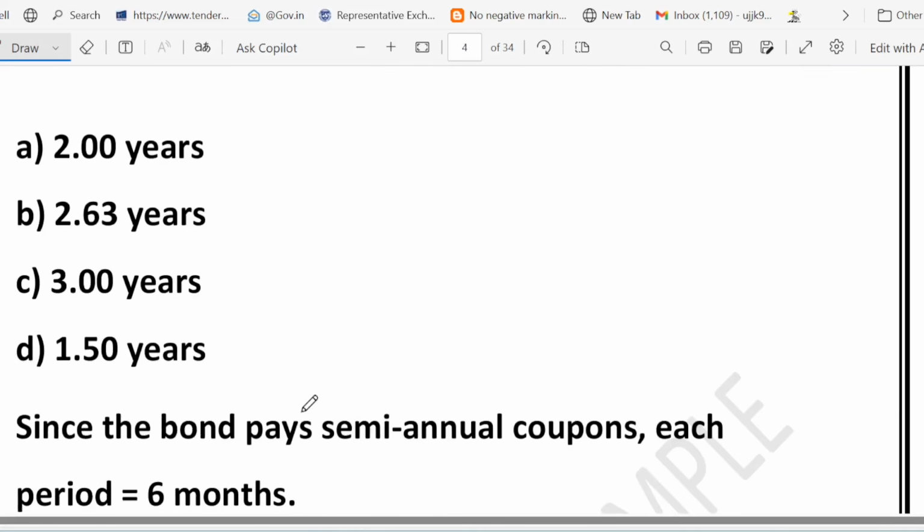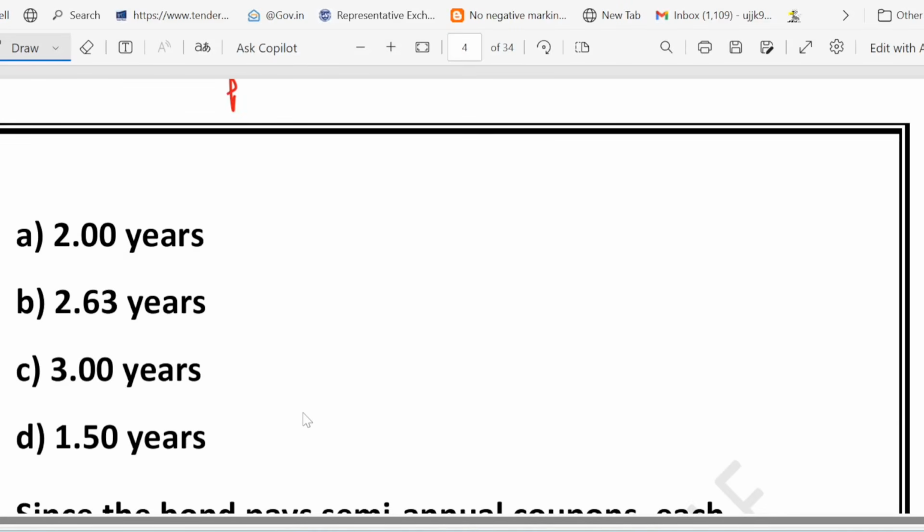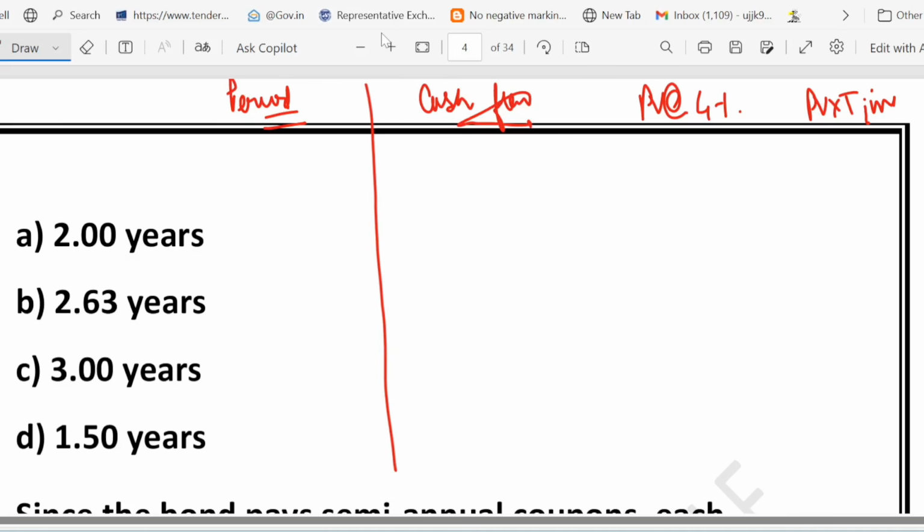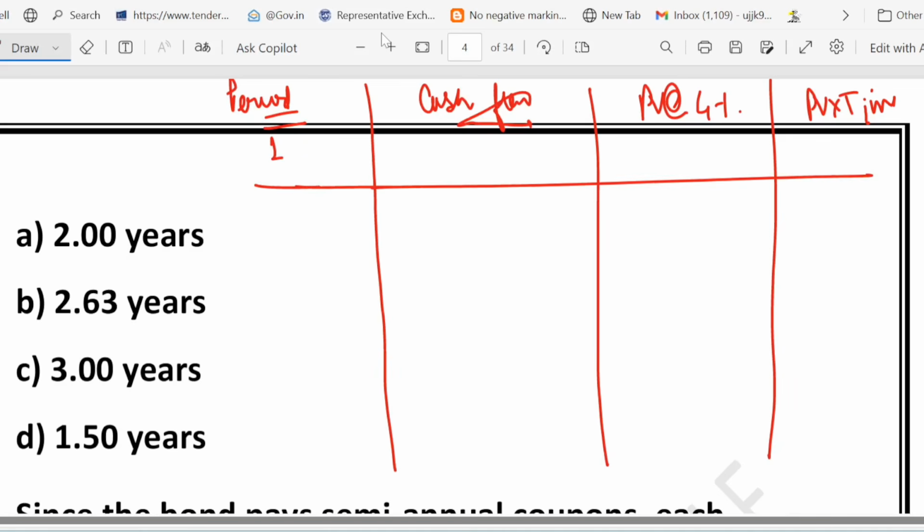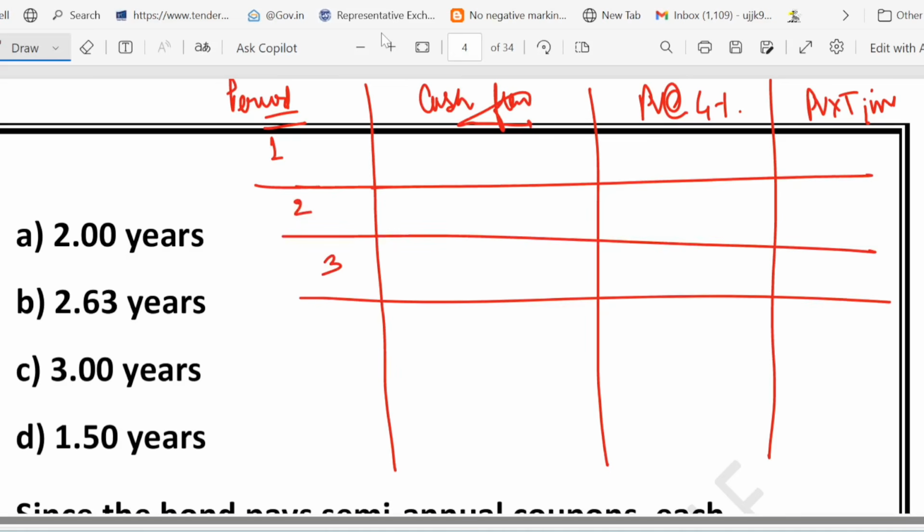Now have a look at the cash flow. For the cash flow, we will create a table. This tabular method is the most preferred one for computing Macaulay duration. First we will write period, then the cash flow, then PV at the rate of 4%, and then PV multiplied by time. So these are the columns we have: period, cash flow, and PV, meaning present value at the rate of 4%. We have 6 periods: 1, 2, 3, 4, 5, and 6.